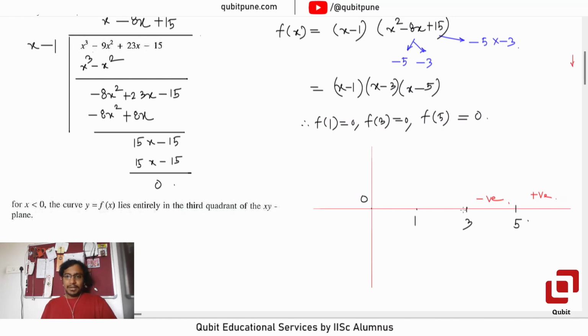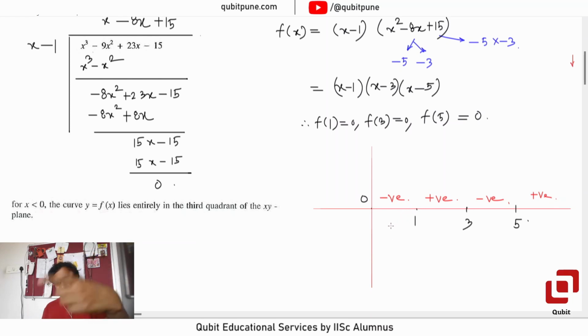When it comes to numbers between 1 and 3, these two factors will give us negative, and x minus 1 will be positive, so negative into positive, so again that would be positive. So to the left of 1 we are getting all negative values.